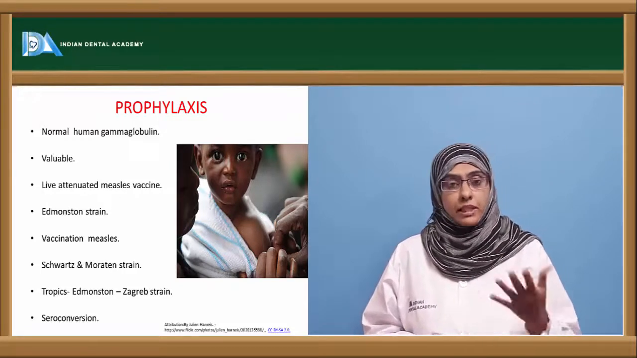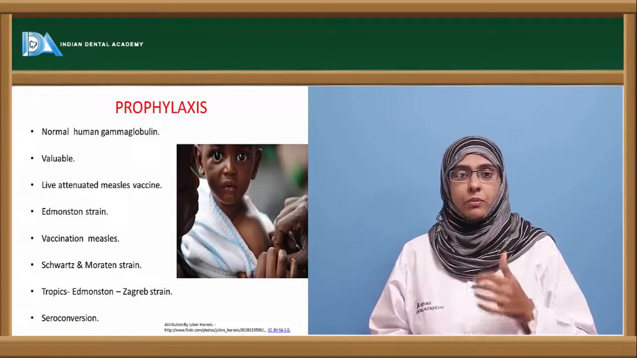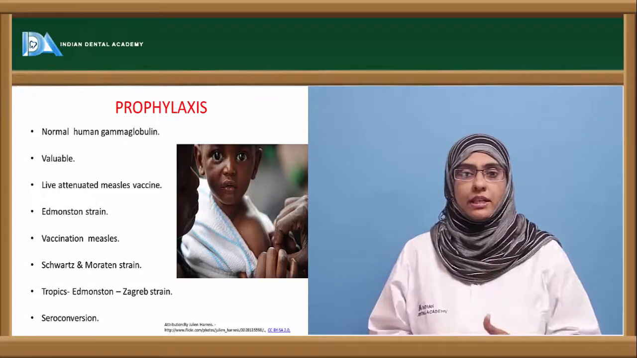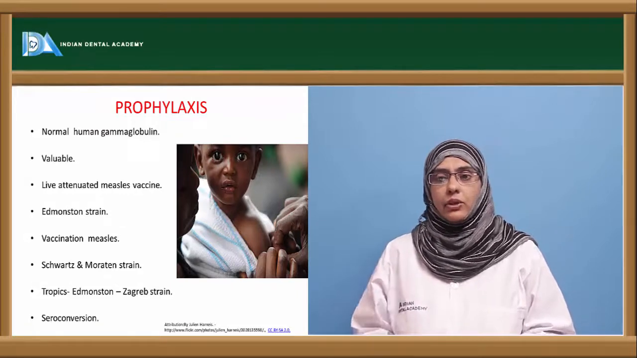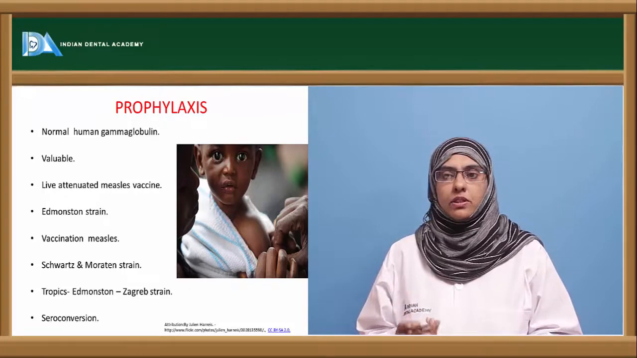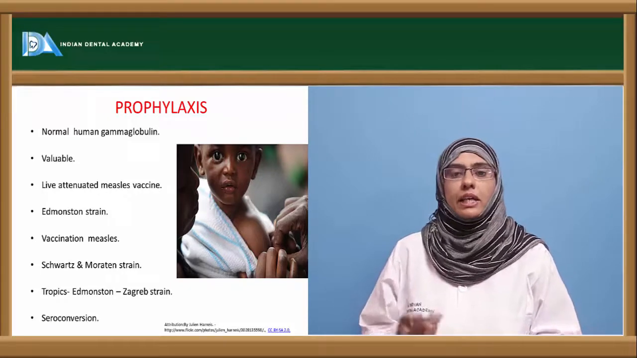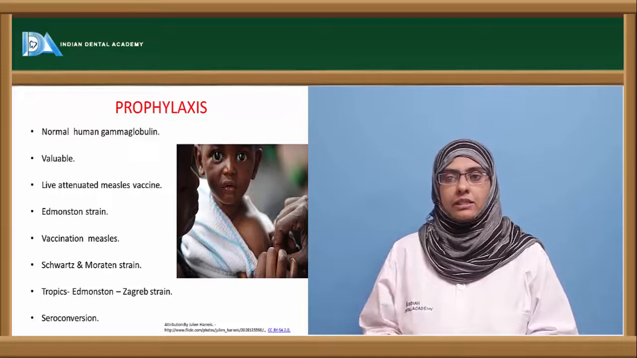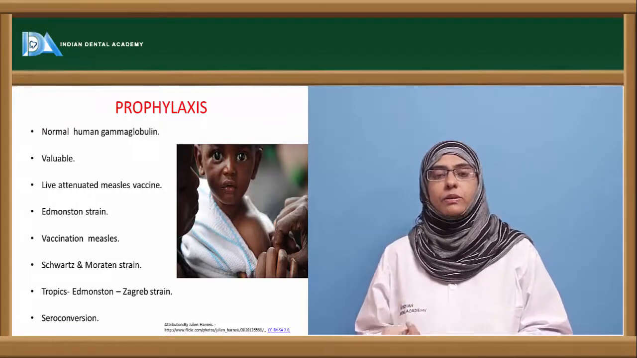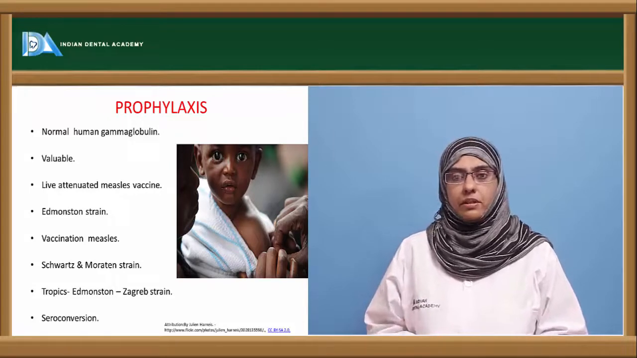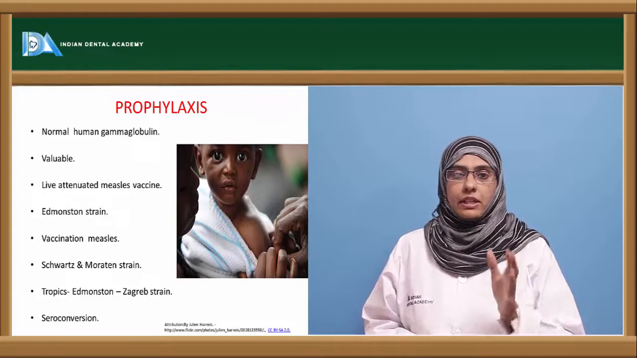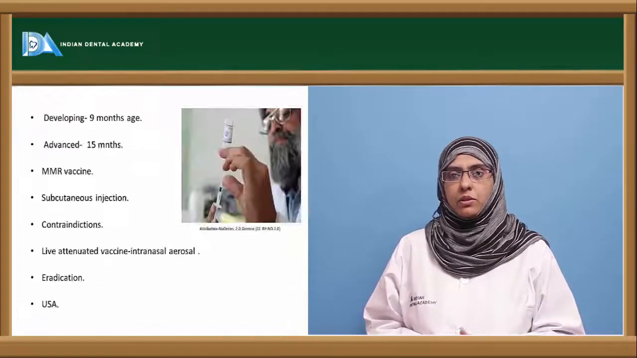But in countries like India, in the tropics, children below 12 months are usually infected with the virus. So in that case, you can go for a vaccine called the Edmonston-Zagreb strain, which has been attenuated in human diploid cell lines. This strain is mostly used in the tropics to prevent measles infection. It also has the ability to show seroconversion in children who are 4 to 6 months old.